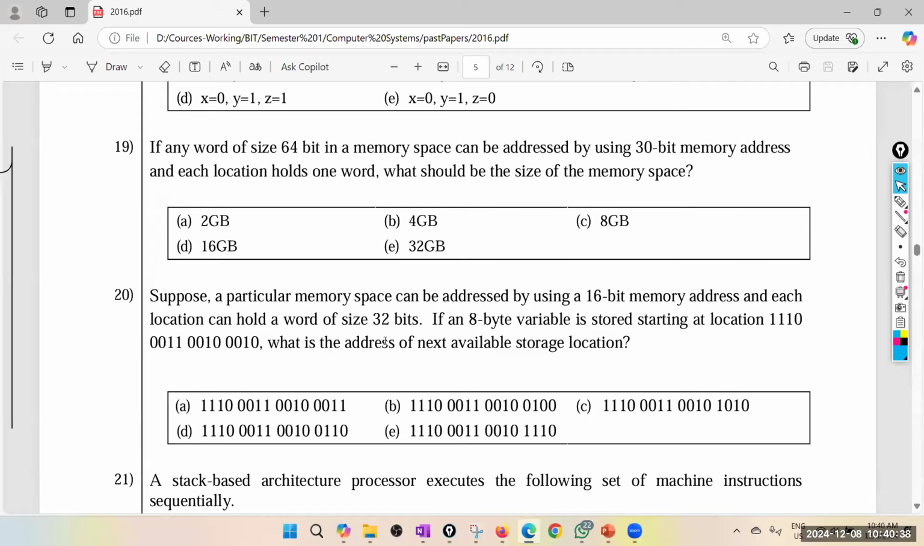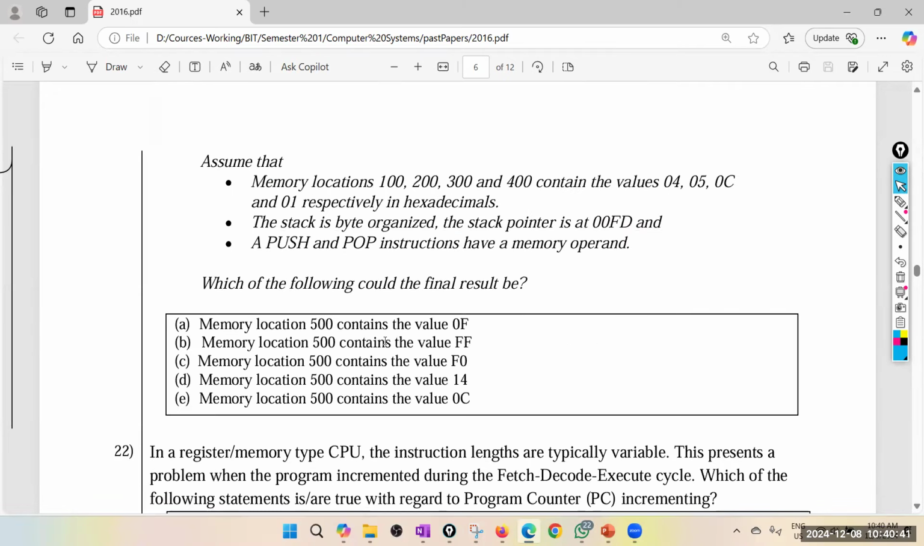This one looks good. Right. So let's do this one.